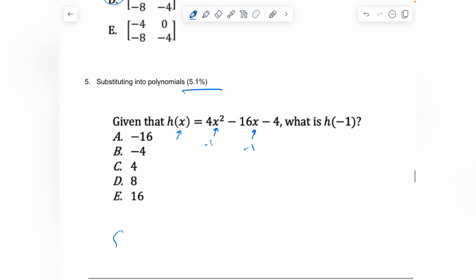Kind of like what we did with f of g of x above, but instead of plugging a formula into a formula, you're plugging a number into a formula and arriving at a number answer.